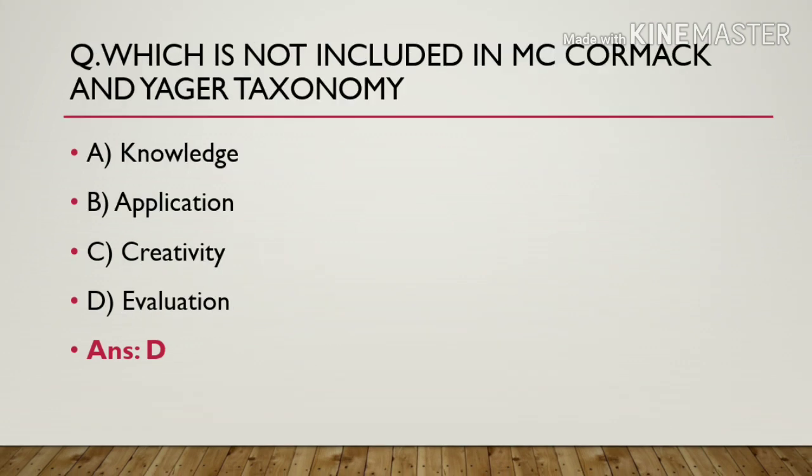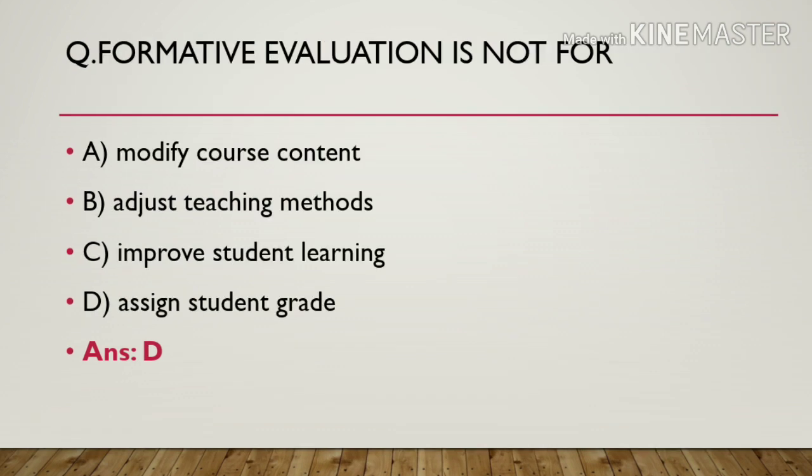Next question. Which of the following is not included in McCormack and Yager taxonomy? Options are knowledge, option B, application, option C, creativity, and option D, evaluation. Here the answer is option D, that is evaluation. Next question. Formative evaluation is not for. Options are improve the course content, option B, adjust teaching method, option C, improve student learning, and option D, assigning the student grade. The answer is option D, assign student grade.